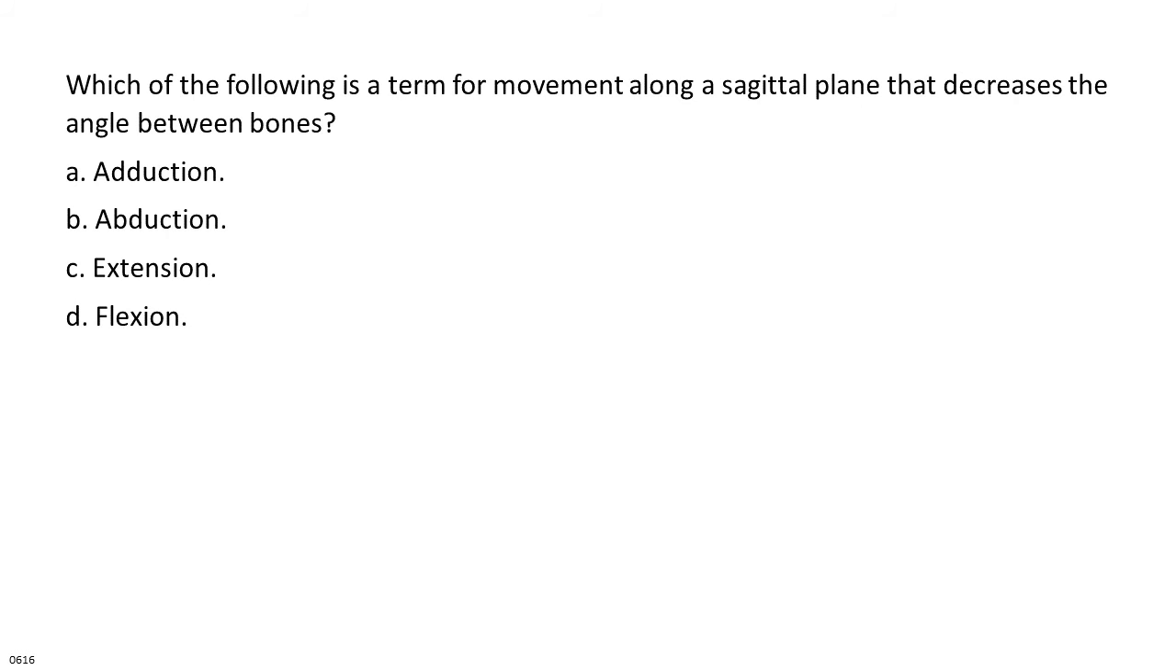Which of the following is a term for movement along a sagittal plane that decreases the angle between bones? A. Adduction. B. Abduction. C. Extension. D. Flexion.